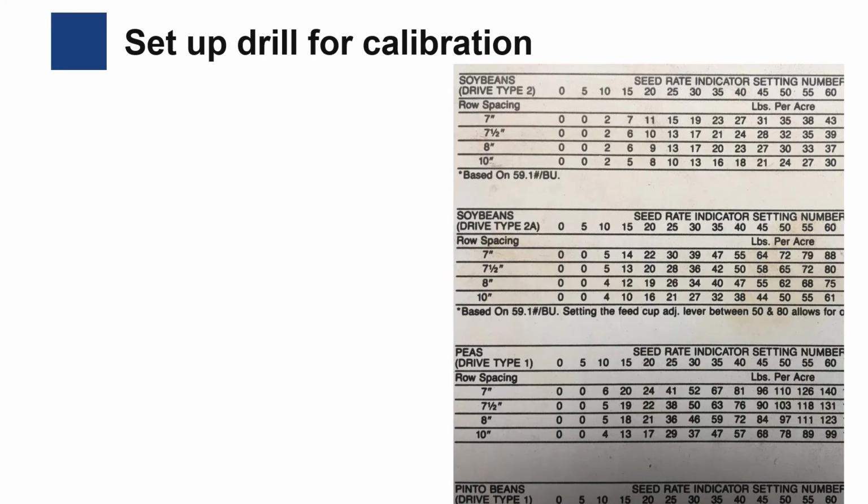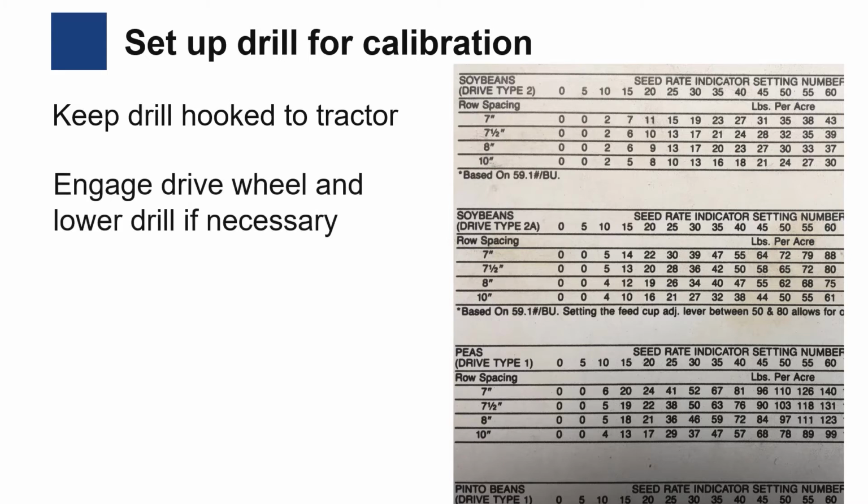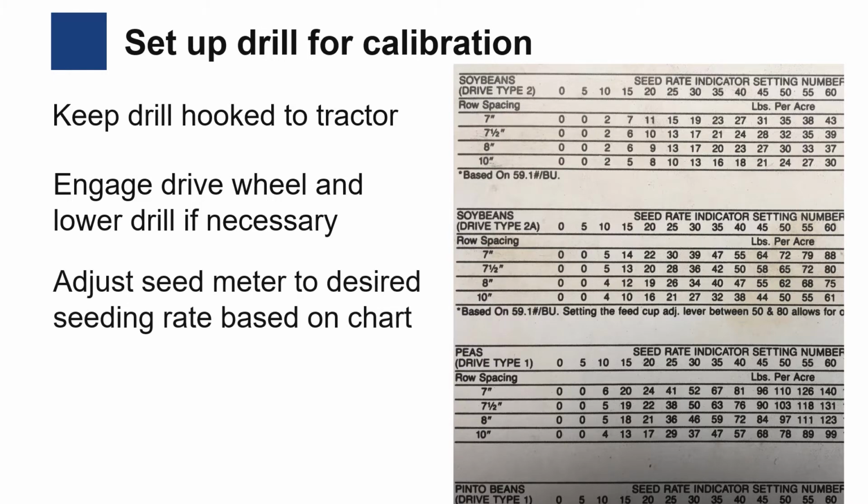Keep the drill securely attached to the tractor to maintain a level of safety when elevating the drive wheel and to operate the hydraulics on the drill. It is often necessary to lower the drill, permitting the drive mechanism to become engaged so the seeding rate calibration can be accomplished. Using the rate chart supplied by the drill manufacturer, often found on the underside of the seed box lid, adjust the seed meter for the desired seeding rate of the species of interest.